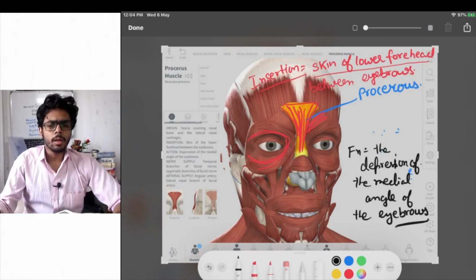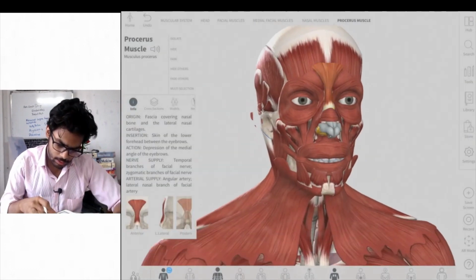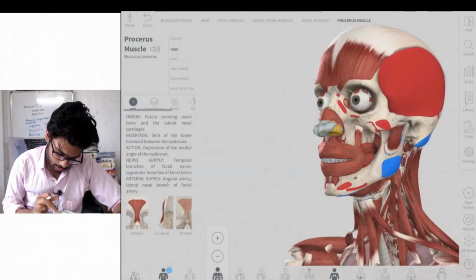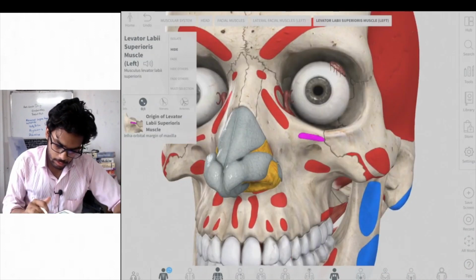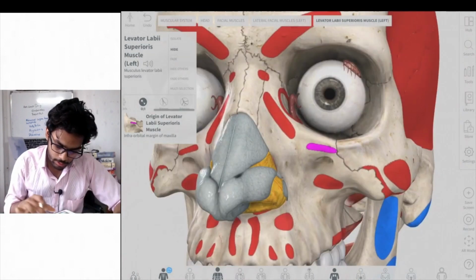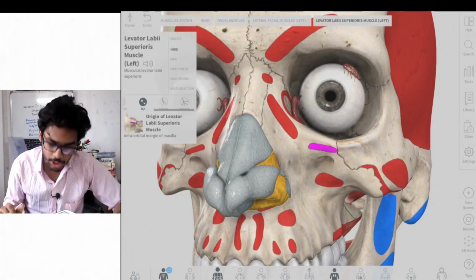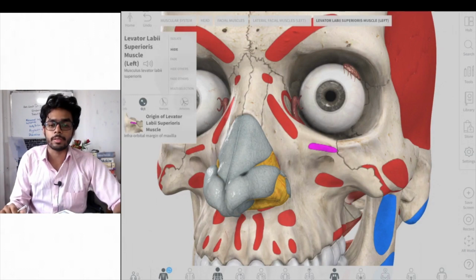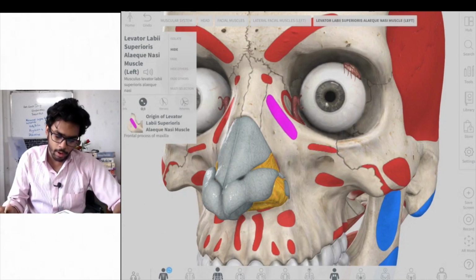Am I clear? Now we have some other sets of muscles also. Let me show you. See this structure here. Let me remove these muscles and show you the origin of other muscles. See here in this diagram. Can you see this structure? This point is the origin of which muscle? This point is the origin of levator labii superioris. And here is one more, levator labii superioris alaeque nasi.